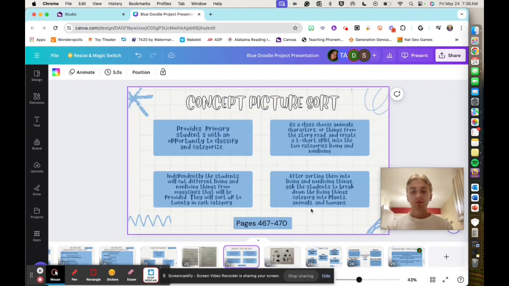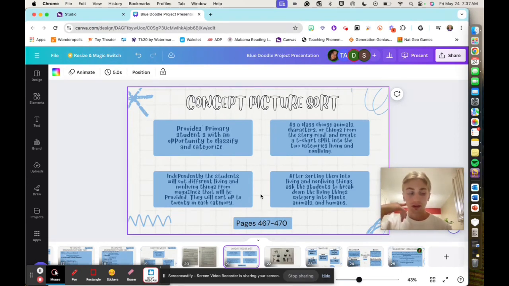And then independently, the students will cut different living and non-living things from magazines that will be provided. They'll sort up to 20 in each category. And so what they'll do with this is they will get a magazine, maybe 1 or 2 each, and they'll cut out different living and non-living things. The reason why this is important is that it's coming back to comparing it to their daily life, to real world situations, and making them use those situations to help understand the word.